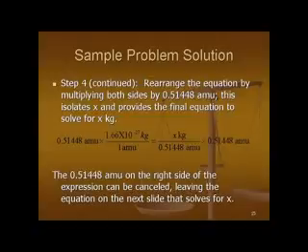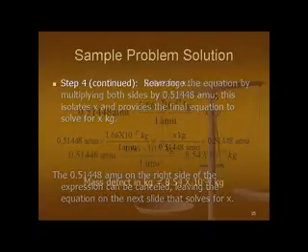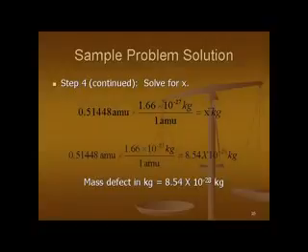So I multiply both sides by 0.51448 atomic mass units. When I do that, on the right-hand side, you'll notice that 0.51448 atomic mass units will cancel out on top and bottom, and you'll be left with x kilograms by itself. So that will leave us with the final equation that allows us to solve for x. So I'm ready to solve for x. I have my equation set up: 0.51448 atomic mass units times the factor of 1.66 times 10 to the negative 27th kilograms divided by 1 atomic mass unit will equal x kilograms.